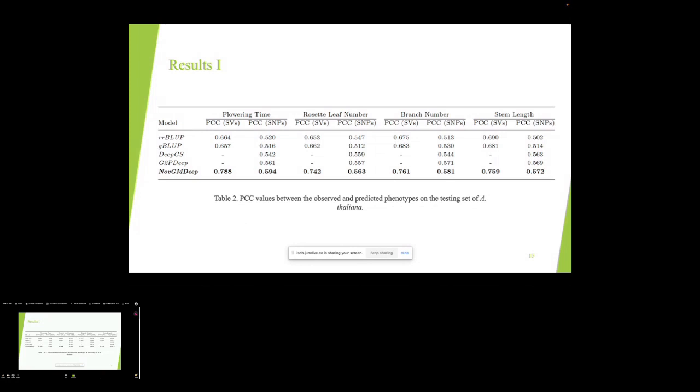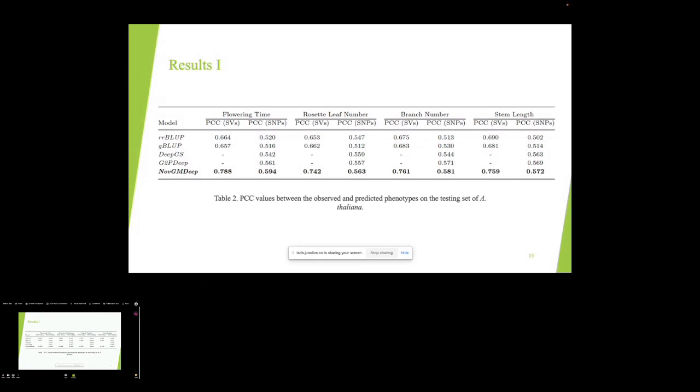The Pearson correlation coefficient metric is used for evaluation, which is a measure of the linear correlation between the observed and predicted phenotypes. Its value ranges from -1 to 1, with 1 indicating total positive correlation, 0 indicating no correlation, and -1 indicating negative correlation.